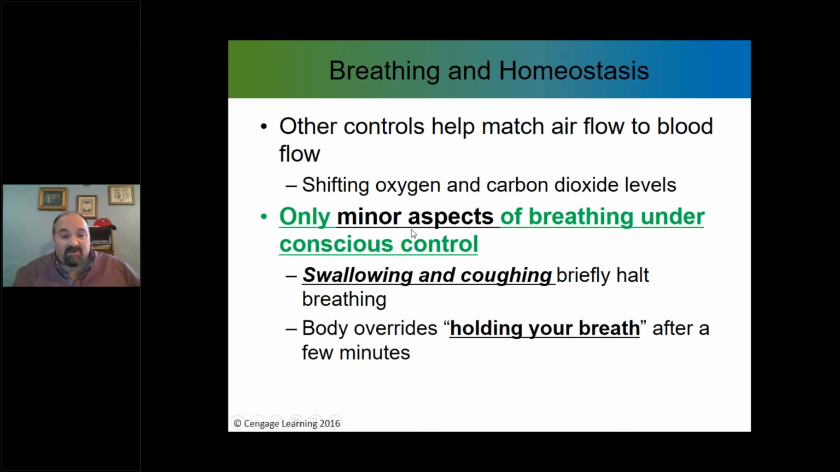Only minor aspects of breathing are under conscious control, right? Like I said, you're just sitting here right now. You can forcibly inhale and exhale, conscious control, voluntary. But primarily, your body is under involuntary control, doing it automatically, right? And the nervous system is helping to maintain and control that. You're not always consciously thinking, I need to breathe. Okay, right? That's not taking place. The body, the brain, the nervous system is overriding that and controlling that.